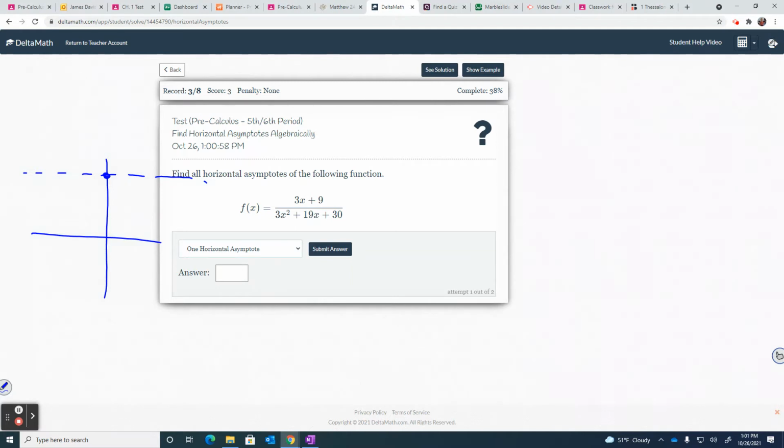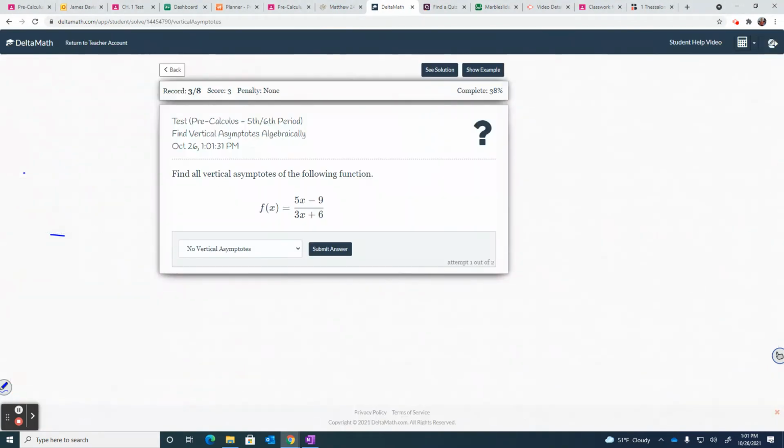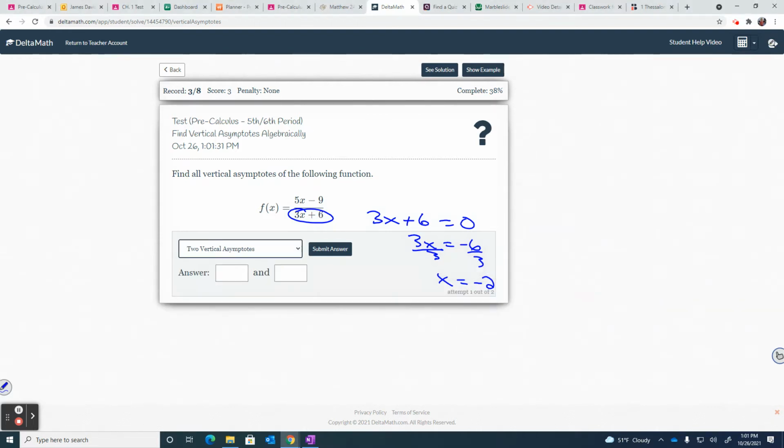Definitely pay attention to this next part though, because these are going to be a little bit more challenging problems. The vertical asymptotes. Some of them won't be bad, like this one. We're trying to find the vertical asymptotes. We're always going to set the denominator equal to 0. So let's do that and solve it. We get 3x is negative 6. Divided by 3, we get x is negative 2. So that's going to be our answer. We would say one vertical asymptote, x equals negative 2.